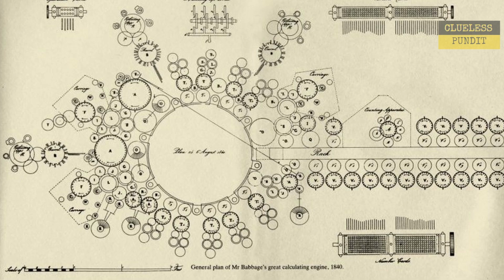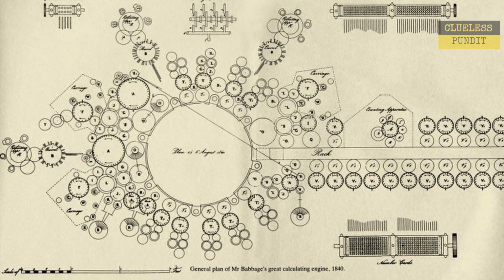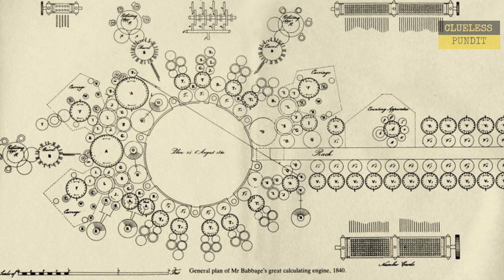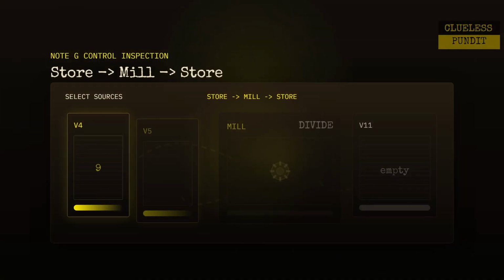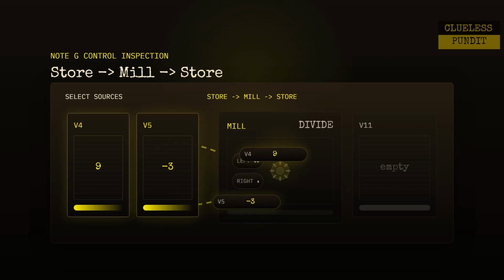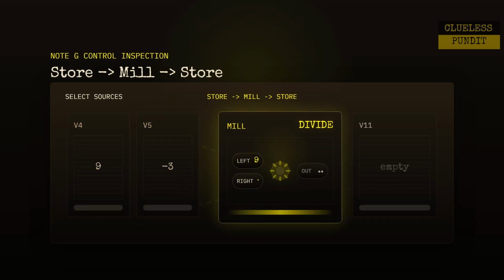It was going to be mechanical, with columns, cards, gears, decimal digits, physical movement, the sort of machine where state management means actual pieces of metal remembering what just happened. That is both beautiful and terrifying. Because Note G does not only require arithmetic, it requires coordination. The machine has to fetch the right values, send them to the mill, perform the right operation, store the result, reuse it later, preserve the sign, preserve the fraction, then do the next operation without dropping the entire symbolic operation on the floor.